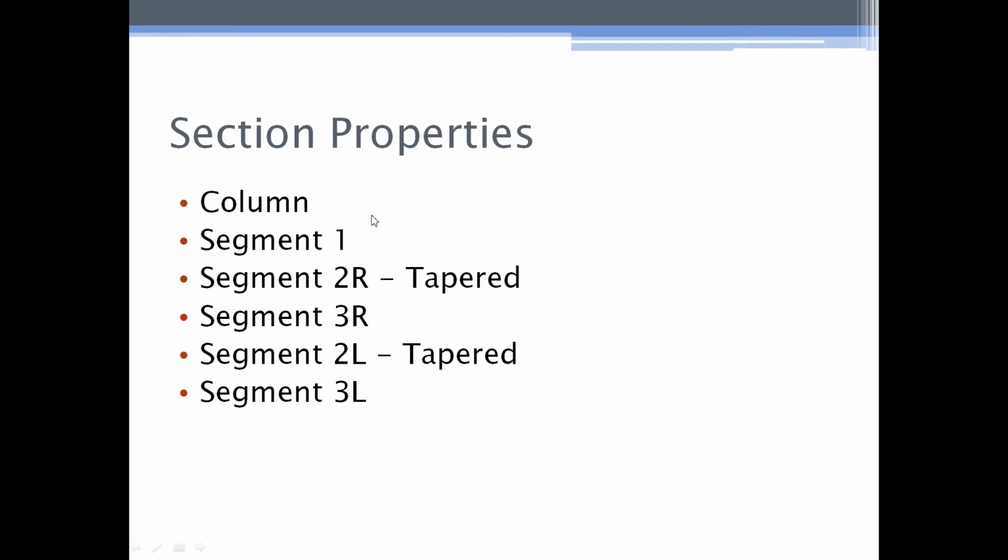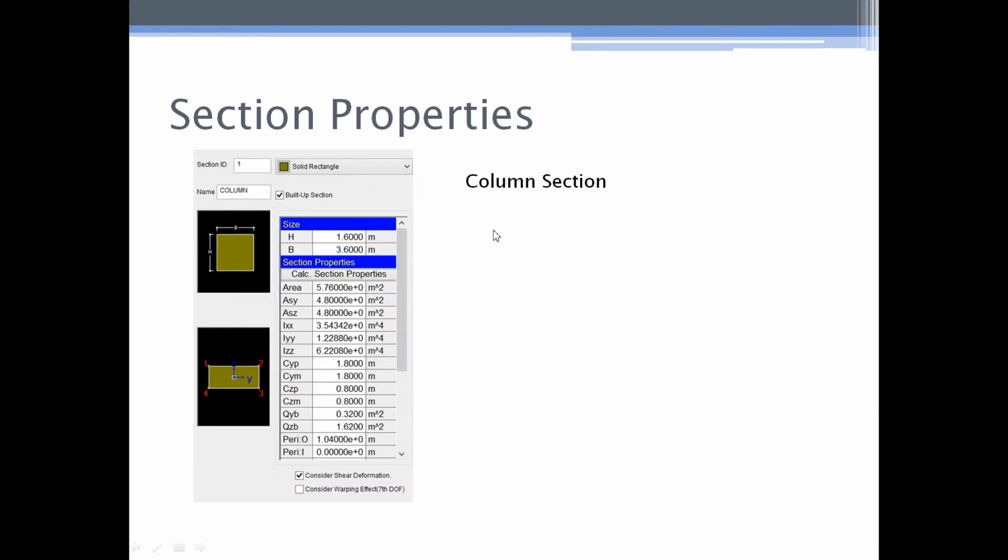Next, the section properties for this type of girder consist of column, segment 1 that we have shown you before, segment 2R that is a tapered section, segment 3R is the cantilever section, and on the left side segment 2L is a tapered section, and segment 3L is a typical cantilever section. The column section is in-situ construction that will be made composite with the pierhead construction. The average height is about 20 meter.